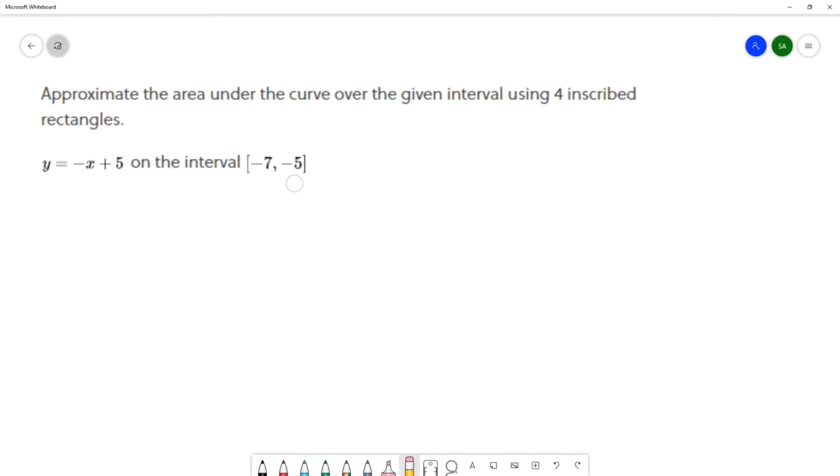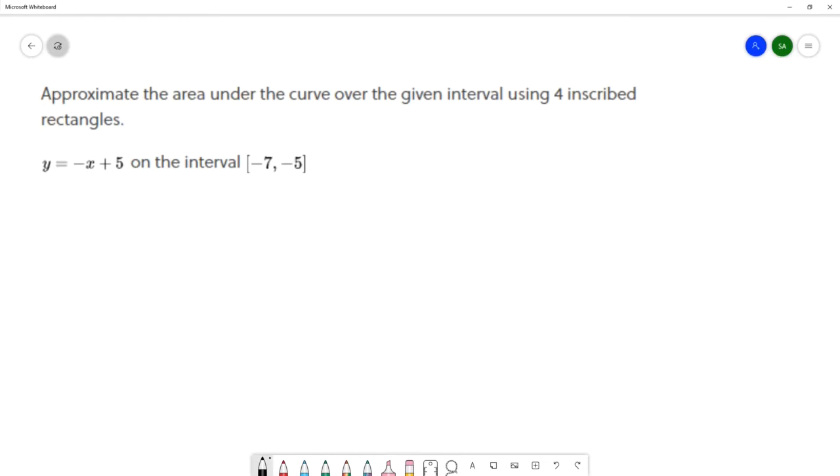-7 to -5. Now, of course, we're approximating the area. We're not finding the actual area. We're approximating the area with 4 inscribed rectangles. If we were finding the actual area, we'd be using our definite integral. But this question is from before we learned about the definite integral. And so we're going to use this approximation technique to find the approximate area under the curve.